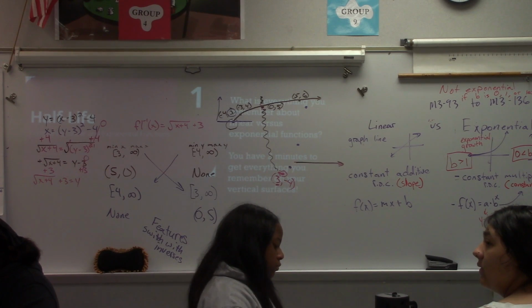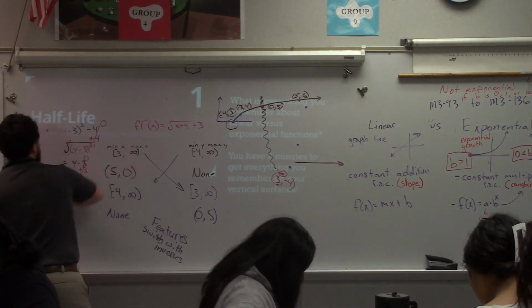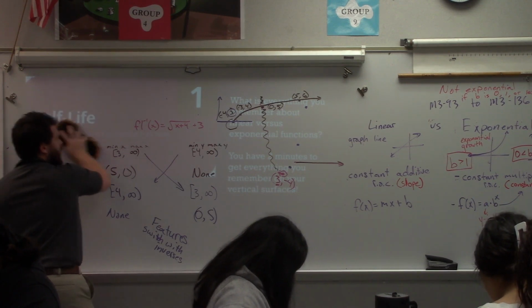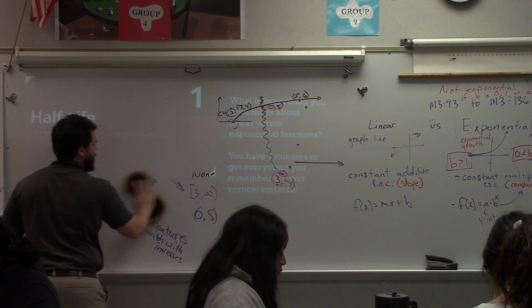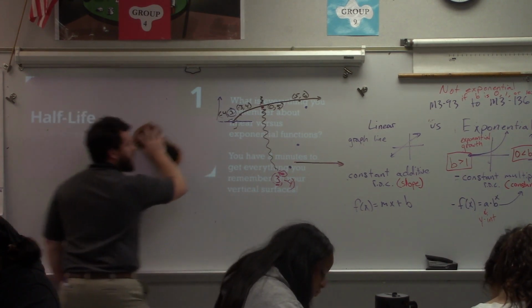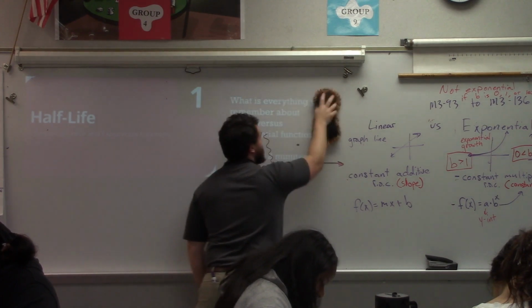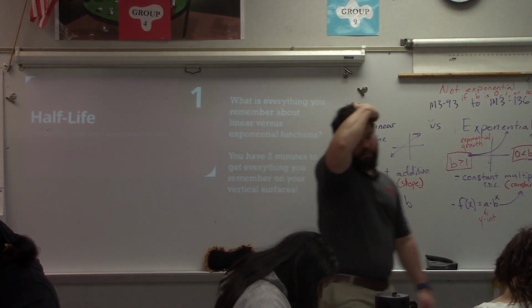So, as a recap, right? Linear versus exponential. We did a whole lot with linear versus exponential. What are some of the things that we need to remember about a linear function? Constant additive rate of change, okay?